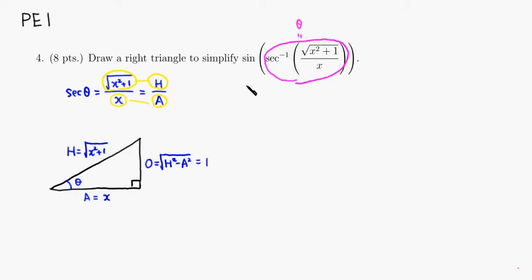Then what we're looking for is just sine of theta. Sine of theta by definition is opposite over hypotenuse. We know the opposite is 1, and the hypotenuse is square root of x squared plus 1. Therefore, this is the value of the expression for sine of arcsecant of square root of x squared plus 1 over x. Alright, that's it. I hope that this was clear.